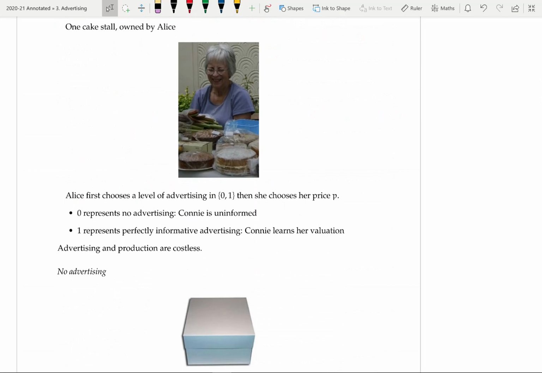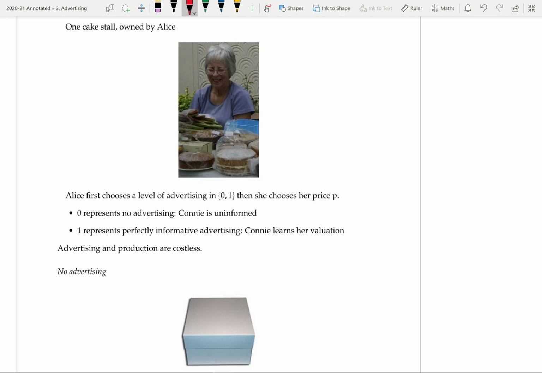Now there's only one firm, or one cake stall, owned by Alice. Alice sells only one type of cake, and Alice chooses whether to advertise her cake or not. So she chooses a level of advertising of either 0 or 1. And then she chooses her price. So 0 here represents no advertising. Connie is uninformed. She is willing to pay her expected valuation. Whereas 1 represents perfectly informative advertising. Connie knows whether her valuation is VL or VH.